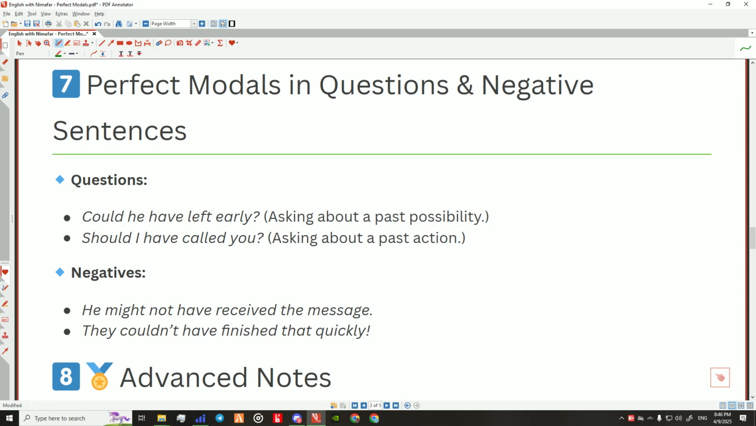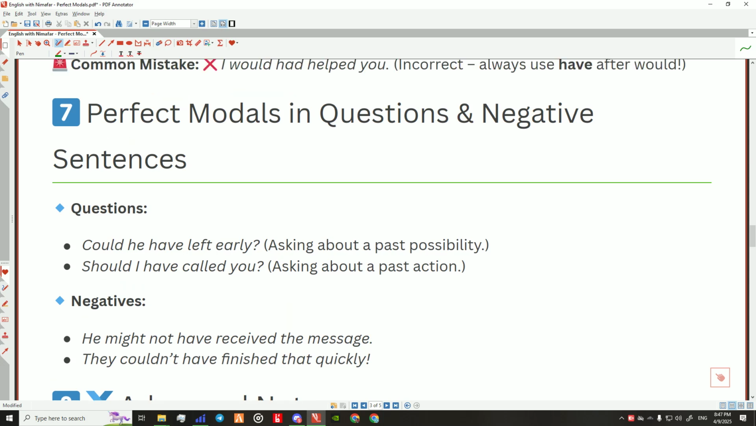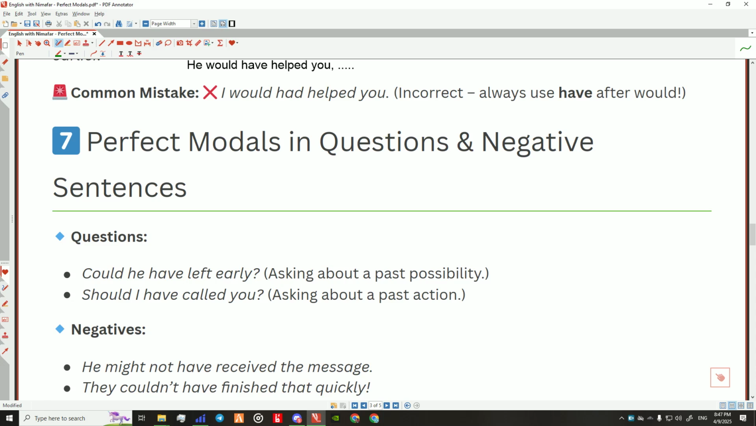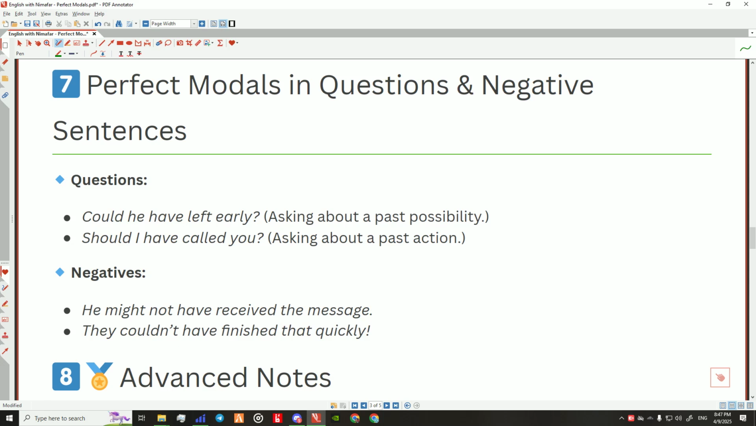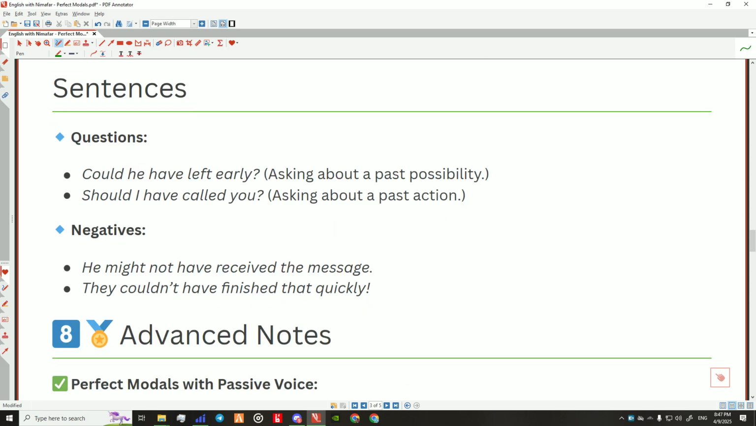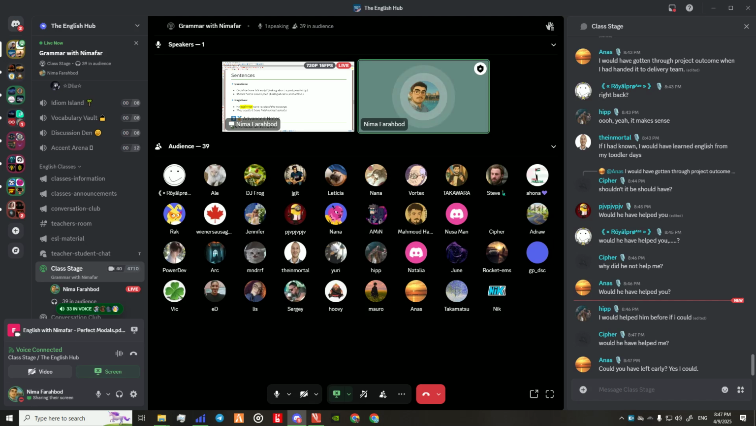Negatives. He might not have received the message. They couldn't have finished that quickly. Of course, these are too easy for this level, for this topic. We use could plus not, modal verbs plus not, to negate them. Should, shouldn't, for example. Something might be interesting for you, like might not. For example, should not, shouldn't. Cannot, can't. Would not, wouldn't. What about might not?